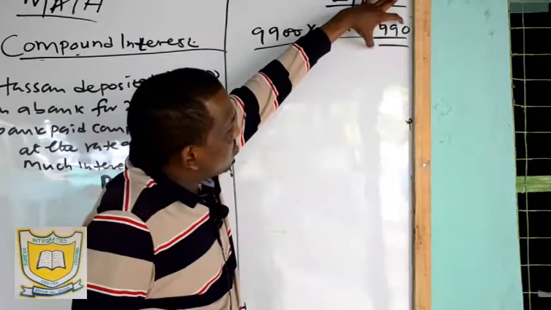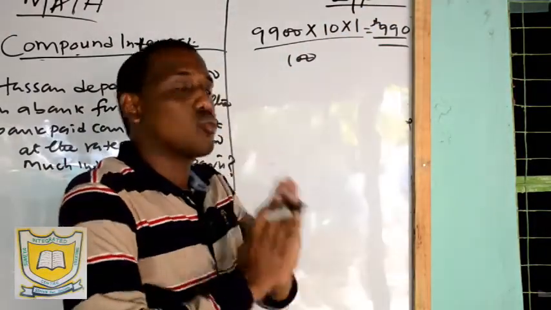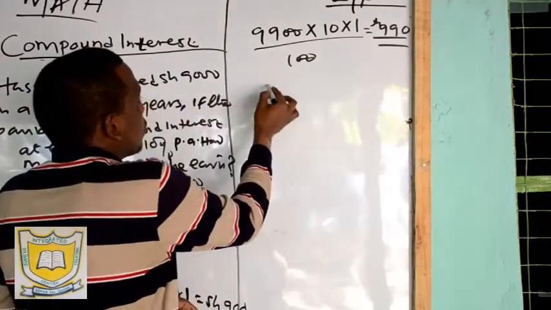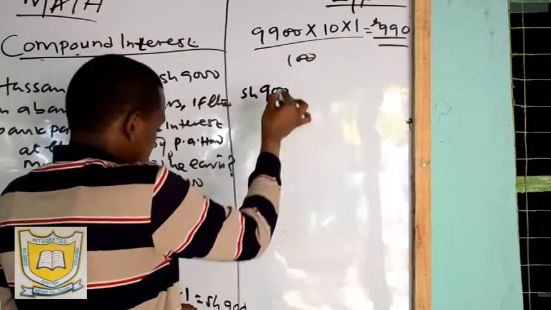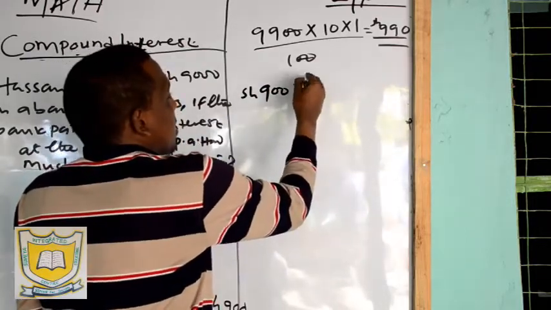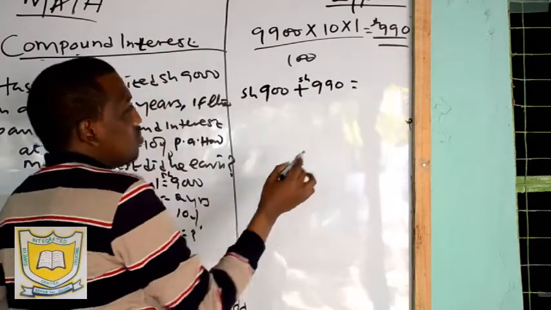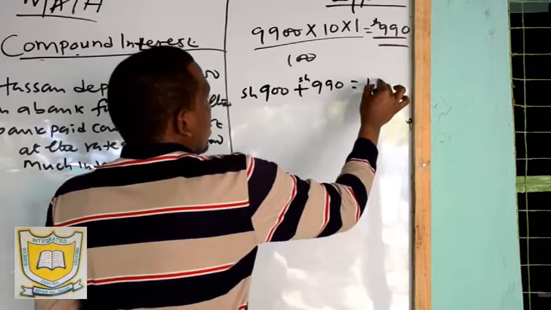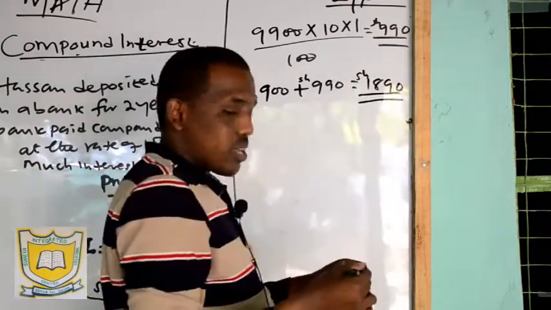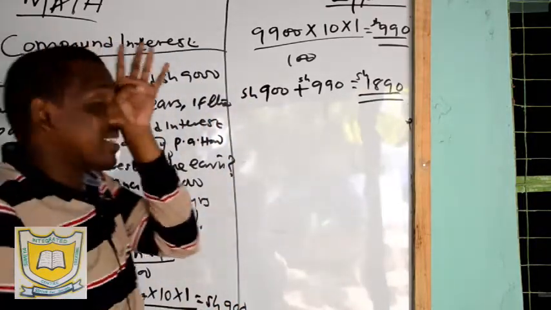So this is the interest of the second year, and we had the interest of the first year. What do we do now? We add the two. The interest of the first year was shillings 900, plus the interest of the second year, 990. Let's add now. So it will be shillings 1,890. That is now the compound interest.